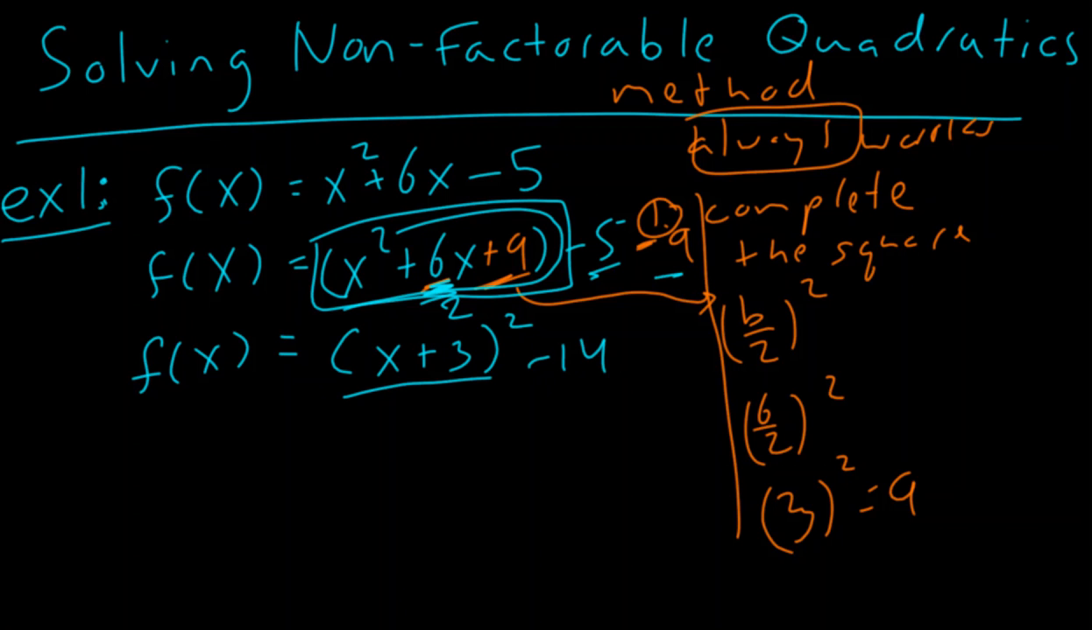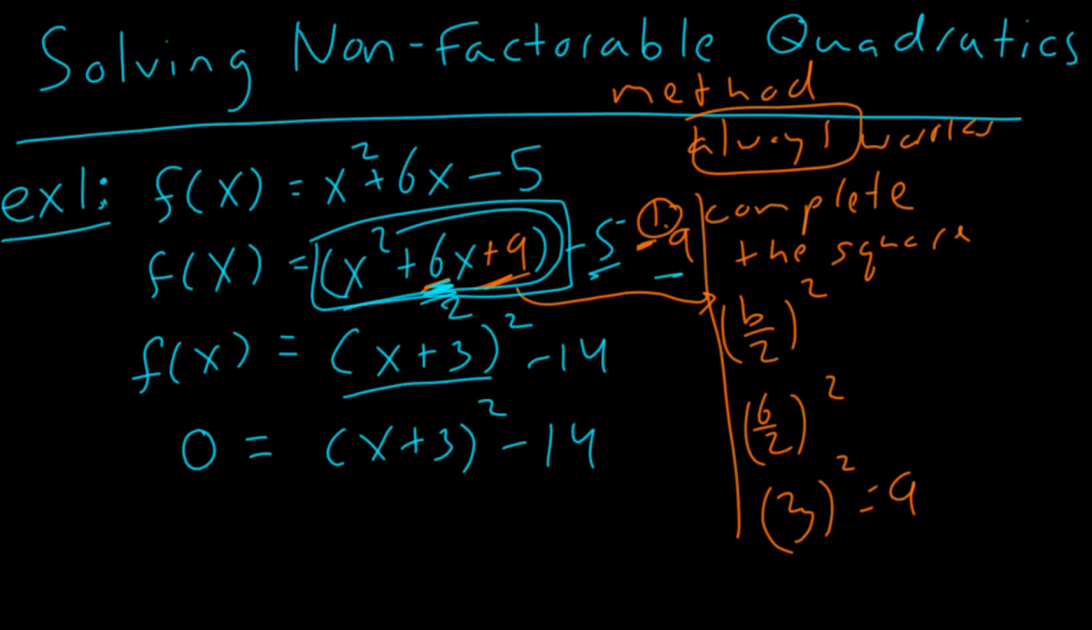Okay, now we are not trying to find the vertex. We are trying to solve for x. So how do we solve quadratics for x? Well, don't forget, we always set it equal to 0. So we'll say 0 equals parentheses x plus 3 squared minus 14. And the question becomes, how do you solve for x?